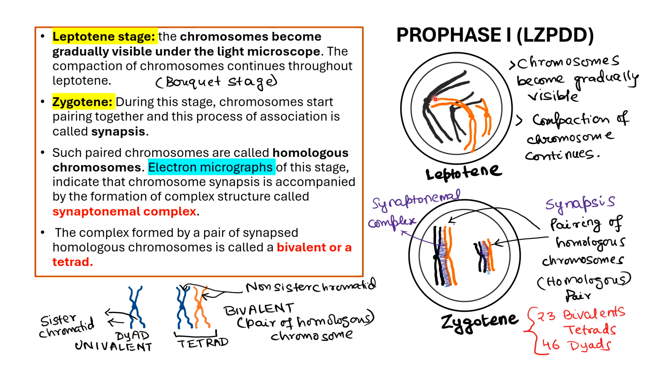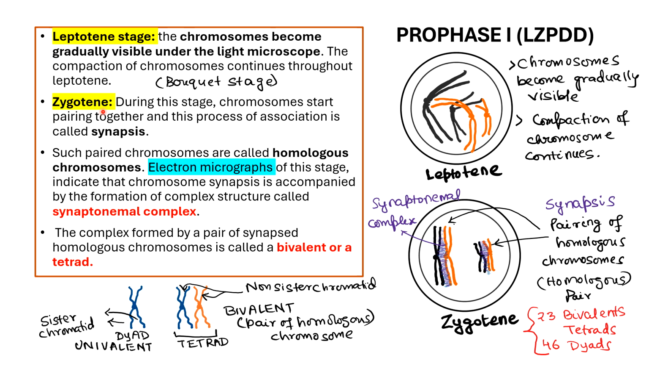So this is how the chromosomes in case of leptotene look. It is to be noted that in this stage the nuclear envelope is still intact. The black color is from the chromosomes from the male and the orange represents the chromosome from the female parent. So chromosomes become gradually visible in the leptotene stage. Compaction of the chromosomes still continues.